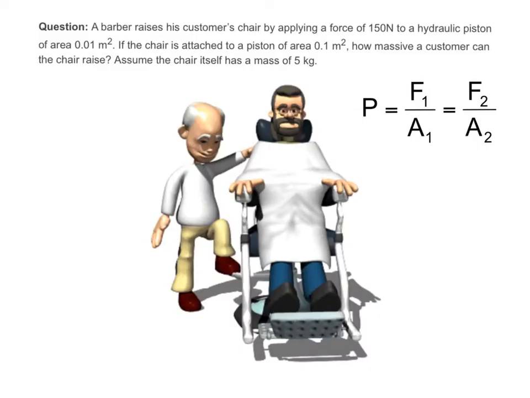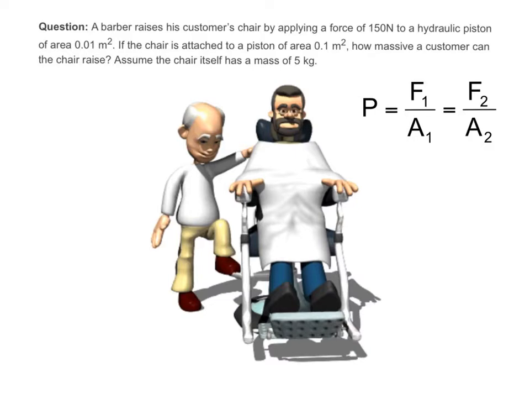Here we have a second example to look at. A barber raises his customer's chair by applying a force of 150 newtons to a hydraulic piston. It has an area of 0.01 meters squared. If the chair is attached to a piston of an area of 0.1 meters squared, how massive a customer can the chair raise? Assume the chair itself has a mass of 5 kilograms.